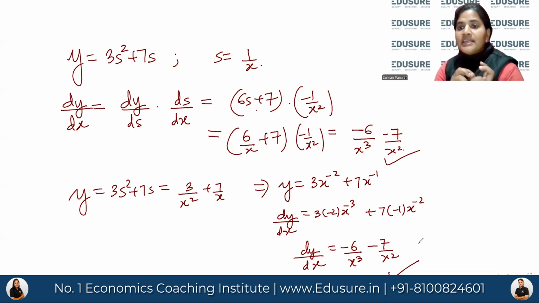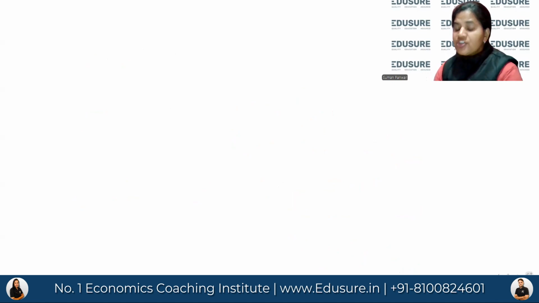So both the methods are going to give you the same answer, but chain rule helps us go a long way because substitution is cumbersome. It takes a lot of time. So this is called chain rule of derivatives in one variable. Now, let us try to look at functions of two variables.